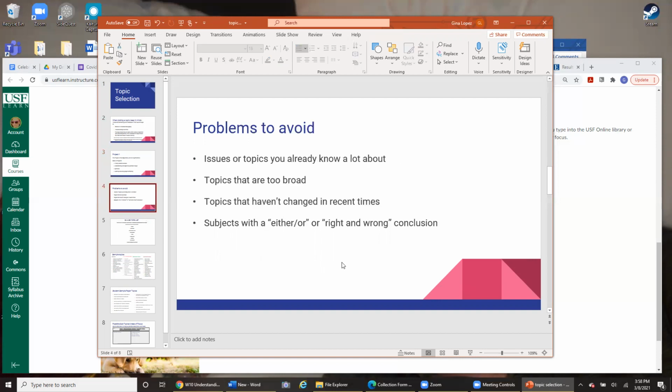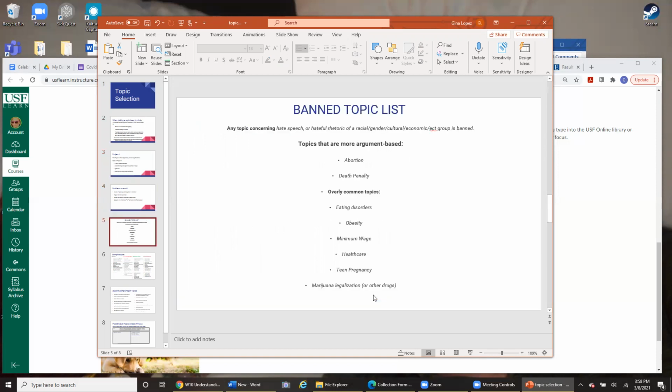Problems to avoid. Topics that are, again, too abstract, or maybe they just produce a lot of emotion. People can argue about them, but they really can't point to detail beyond their emotions. And that's why there are, again, certain banned topics, like the ones you see listed here. If you choose a topic that somehow celebrates hate speech or hateful rhetoric of a racial, gender, cultural, economic, any type of group, then I will tell you need to pick a different topic.